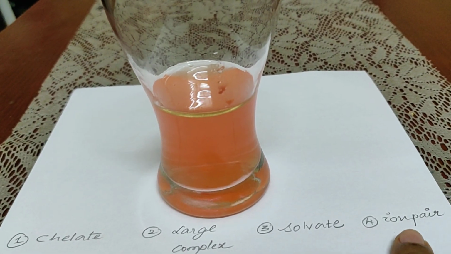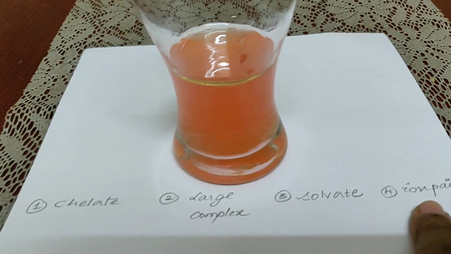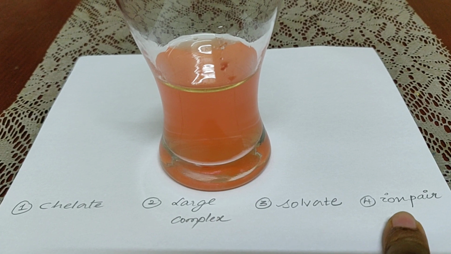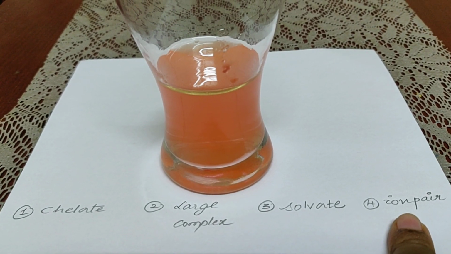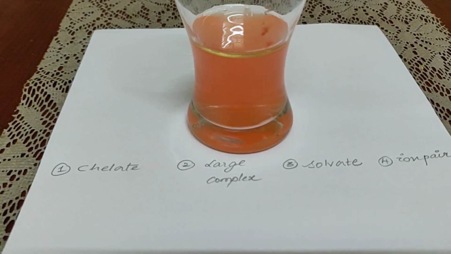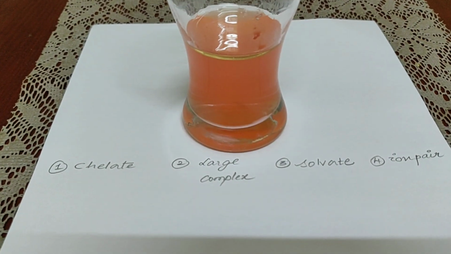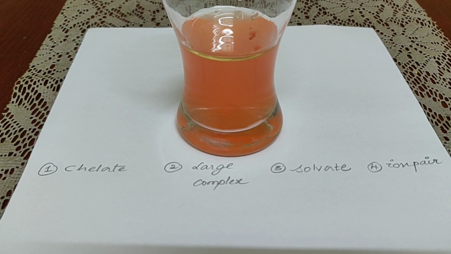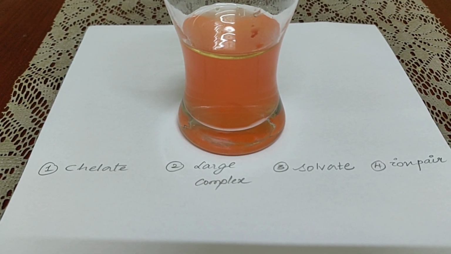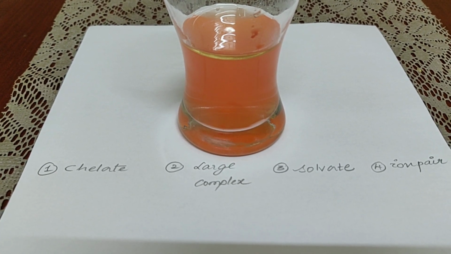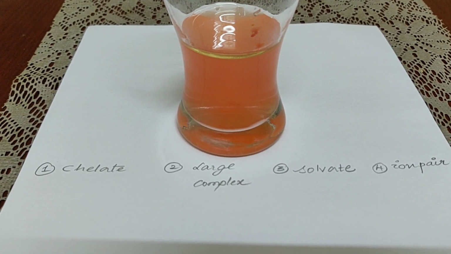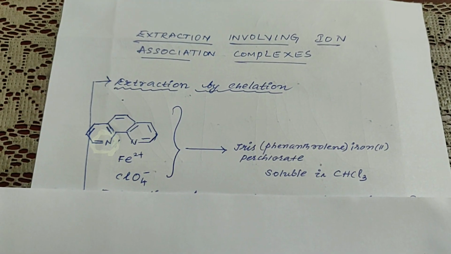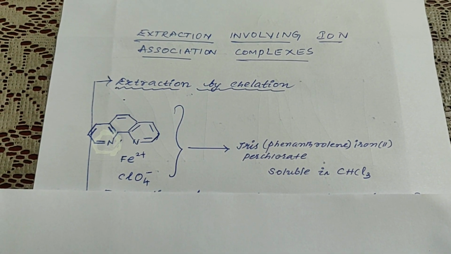Or there is another method wherein we can prepare an ion pair, and this ion pair, because it is a salt, becomes soluble in the organic layer. This way we can extract our desired solute particle. Here we are going to concentrate mainly on extracting metal ions into the organic layer. So it can be through chelation, formation of large complexes, or we can solvate it or form ion pairs. Let us look at the first method, extraction by chelation.